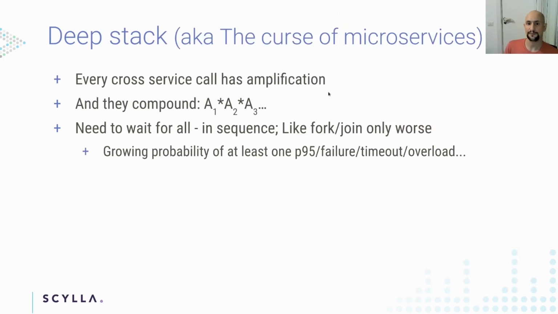And of course, deep stack kind of behaves like fork join, because it's a sequence where you have to wait for the entire sequence to complete. But it's actually worse than that, because unlike fork join, where we wait for the slowest task, here we actually have the latency amplification compounding, and it's compounding multiplicatively. So it's actually going to be a lot worse than fork join.